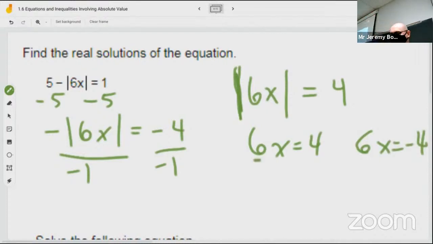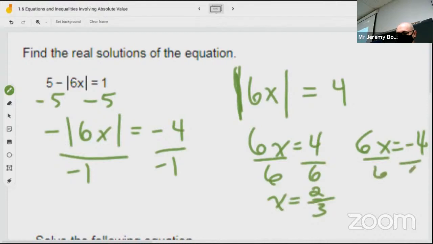And so we just divide by 6 on both sides. Here we get x is equal to 2/3 and -2/3. And so that would be your solution set there.